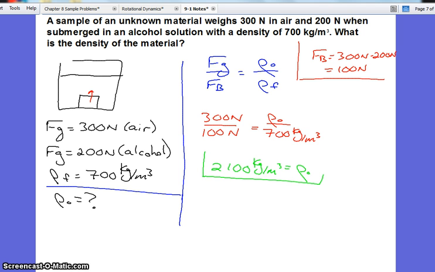And that should make sense because remember, the object must be completely submerged, and so its density has to be greater than the density of the fluid.